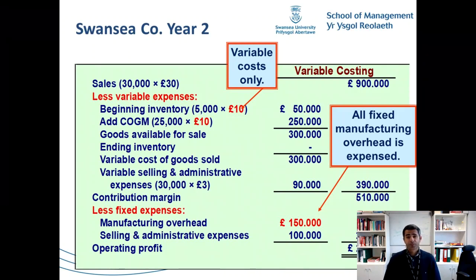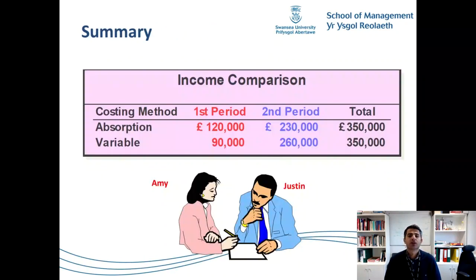260. So let's have a look now and combine the profit for two years. Can you see now? In the first year, absorption costing, the profit 120. If you add up the profit in year two, that's 230. That's equal 350. In variable, the profit 90, and we have the profit 260 in year two, that's 350. So as you see, the total profit is the same.